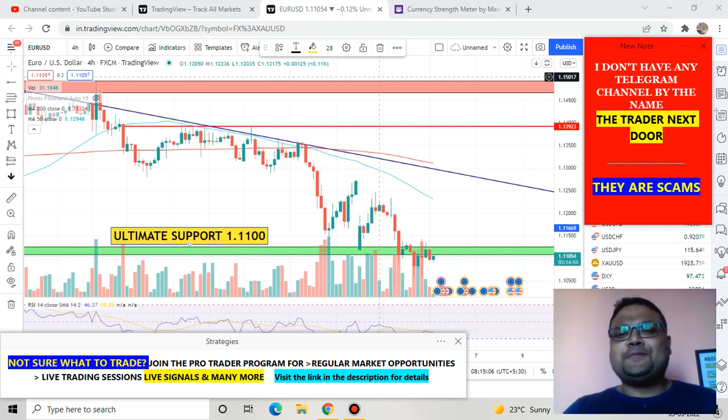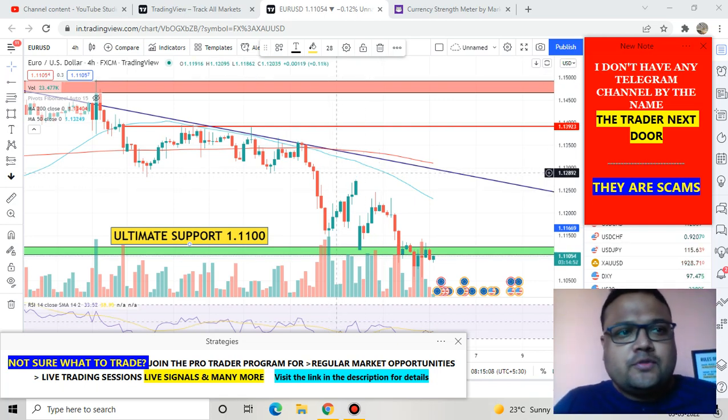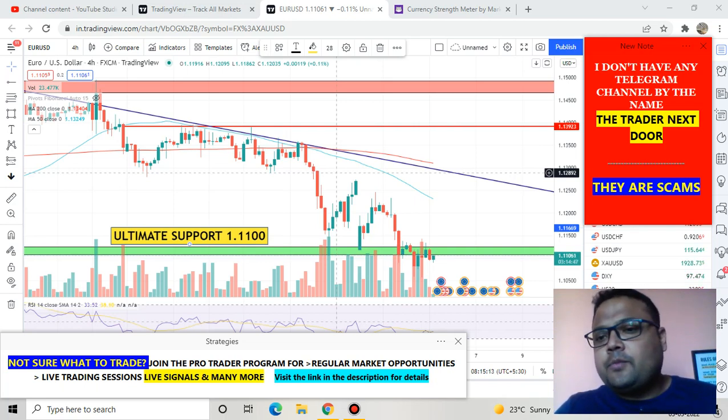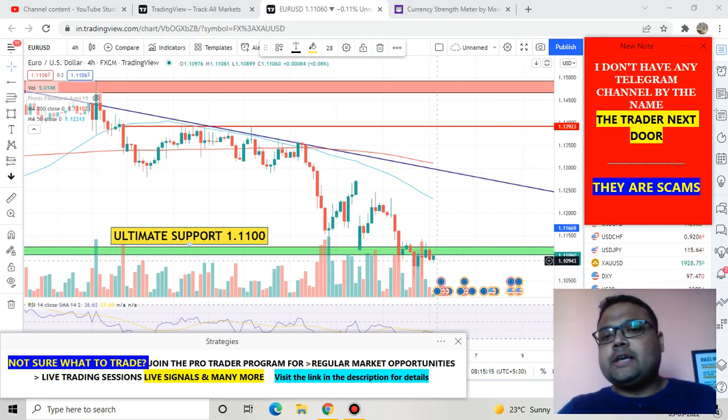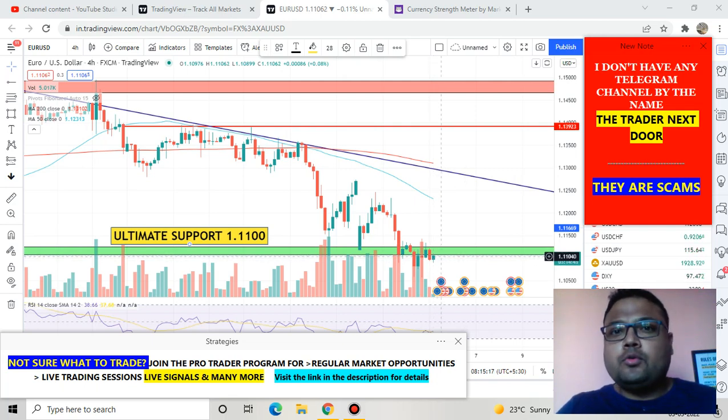So let's get started. This is the 4-hour chart of Euro USD in front of us right now, and the current market price is 1.1106. This is the current market price of Euro USD.